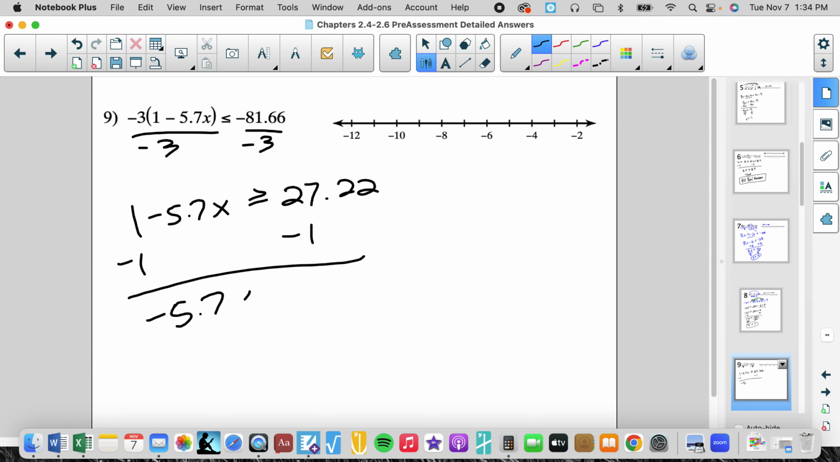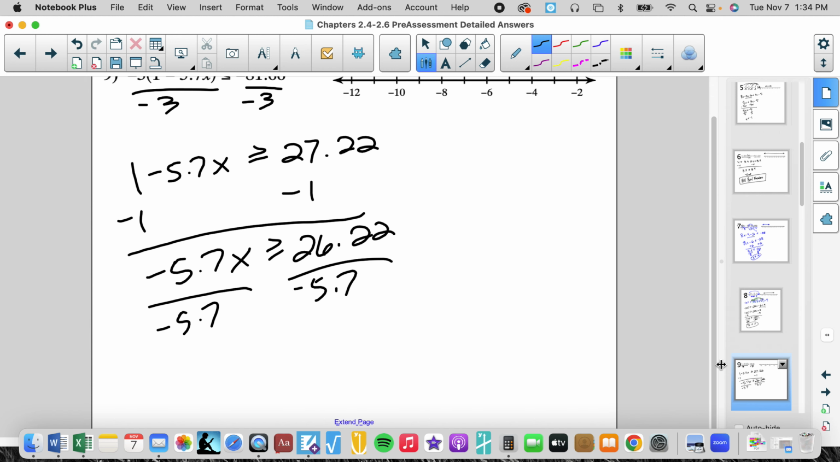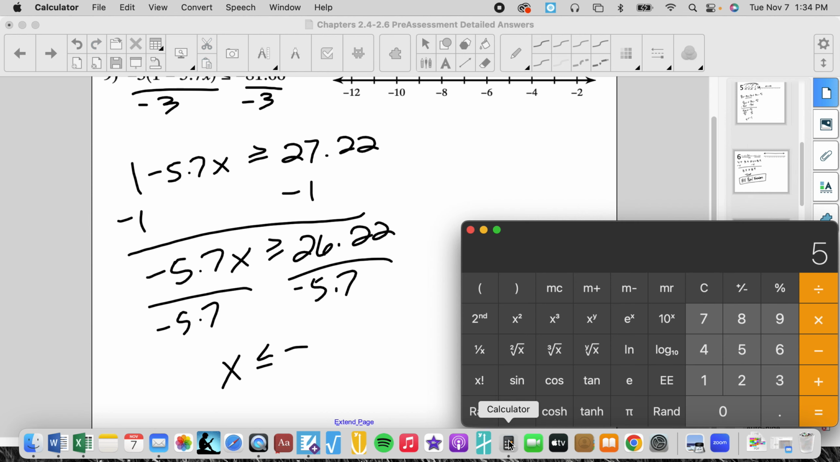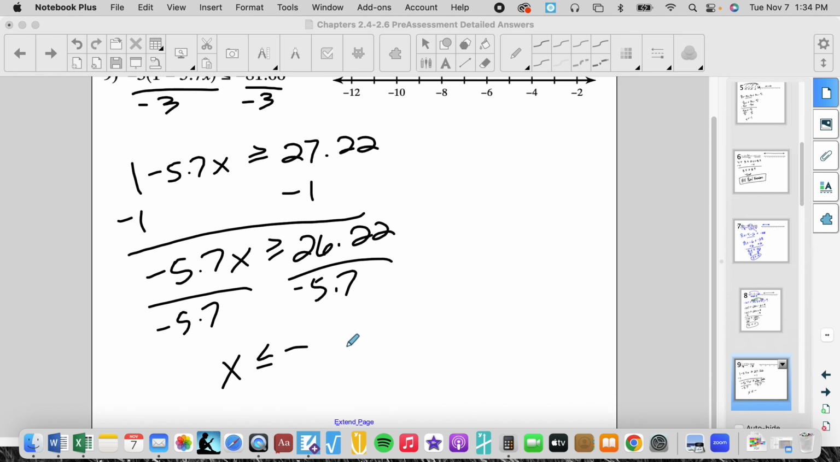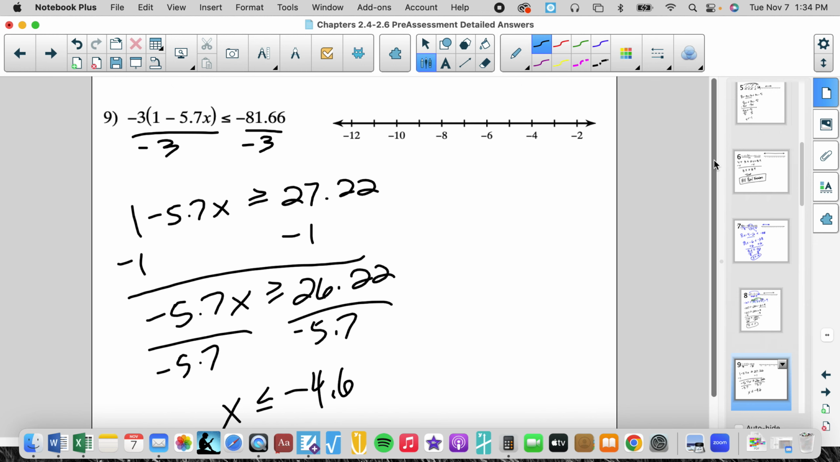Negative 5.7x is greater than or equal to 26.22. Divide by negative 5.7. We again have to flip the inequality, and we're going to get a negative, and I don't know what that is. 26.22 divided by 5.7 gives me 4.6. So x is less than or equal to negative 4.6.